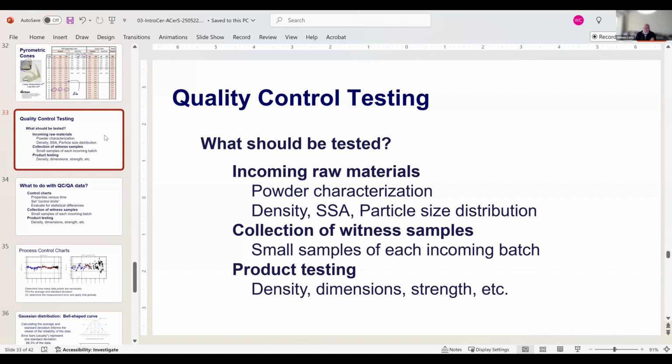For product testing, the obvious, easy thing is density, usually through immersion. And I call it immersion because that's the correct term. Some people call it Archimedes, and I can tolerate that, but immersion is the correct term. This is ASTM C20.